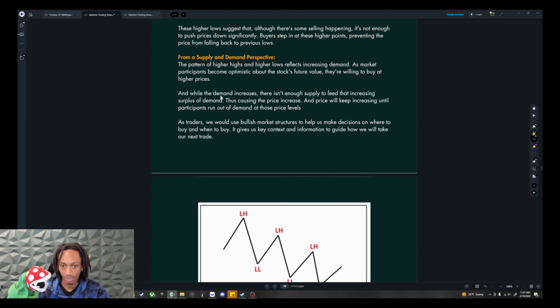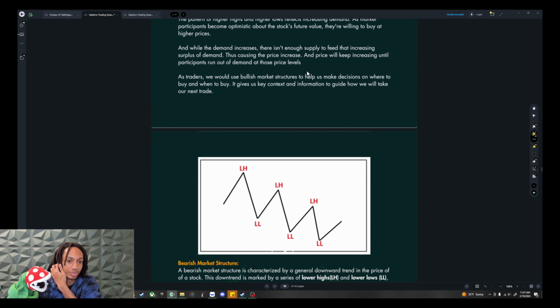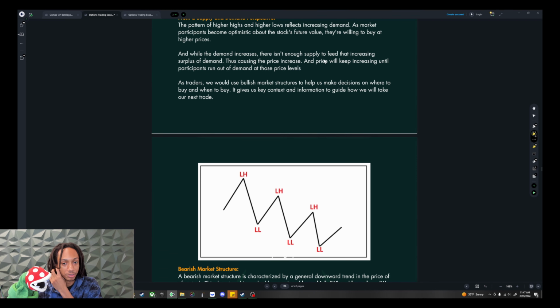And yeah, the pattern of higher highs and higher lows reflects increasing demand. Market participants become more optimistic about the stock's future value. They're willing to buy at higher prices. And while the demand increases, there isn't enough supply to feed that increasing surplus of demand, and that causes the price to increase, because that's just the relationship between supply and demand. There isn't enough of something, so it's gonna cost more for you to get it. It's more valuable in a way.